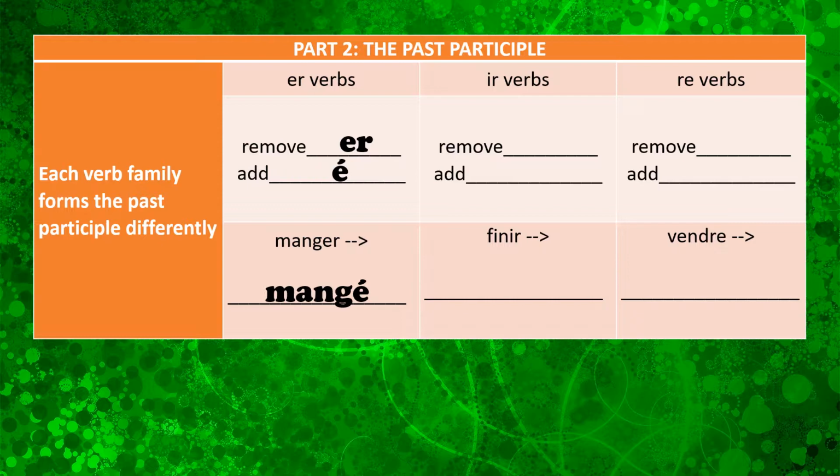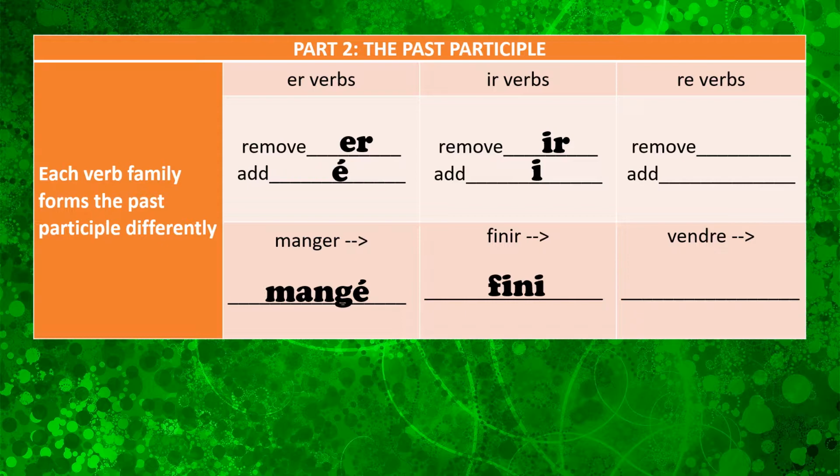For IR verbs, we are going to remove the IR from the end of the verb, and we're going to add the ending I. Therefore, finir, to finish, becomes fini.